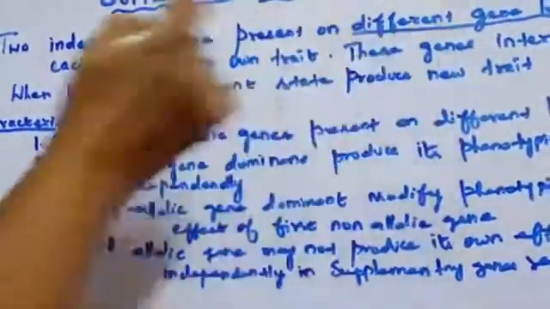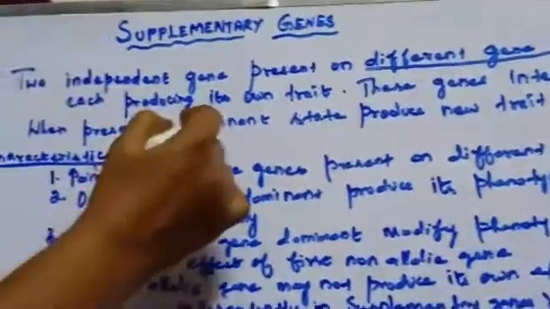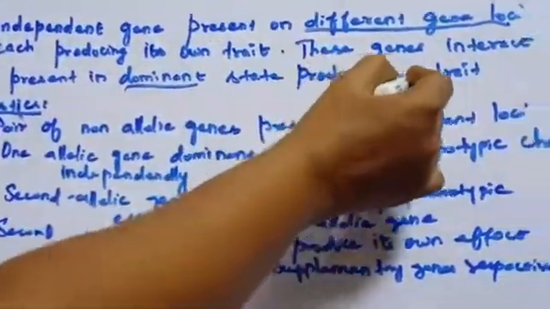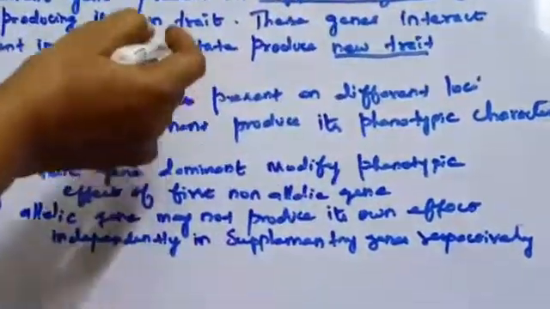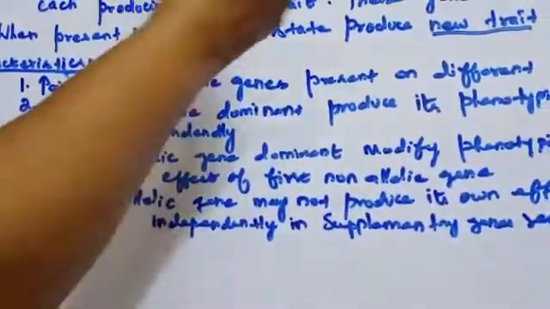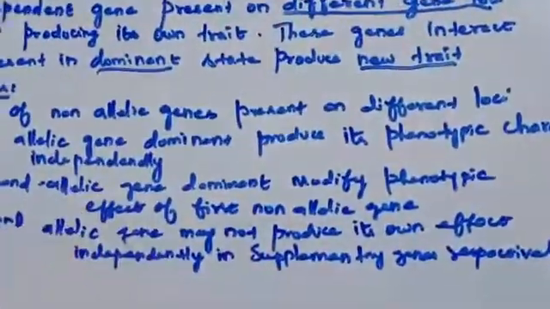But when these genes interact, when they are present in which condition? No, this is very important, dominant condition. It produces a new trait. When these genes interact, during interaction, they are present in what condition? Dominant condition. And what they produce is a new character.